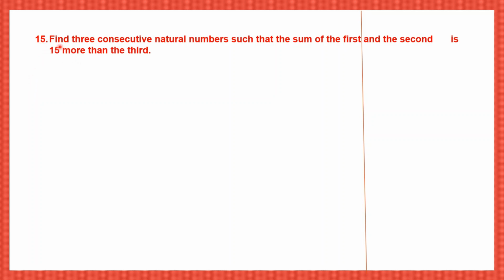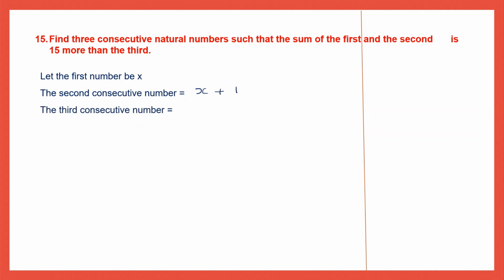Question 15. Find 3 consecutive natural numbers such that the sum of the first and the second is 15 more than the third. Okay, so we're going to find those three natural numbers that are consecutive, that come one after the other. So let the first number be x. That means the second number will be x plus 1. Consecutive means that it comes immediately after that. Then the third consecutive number will be x plus 2.